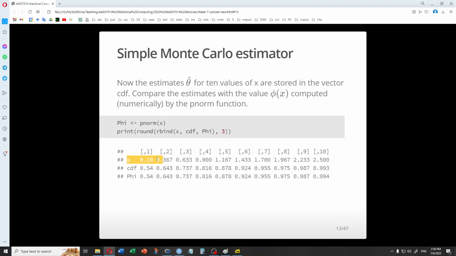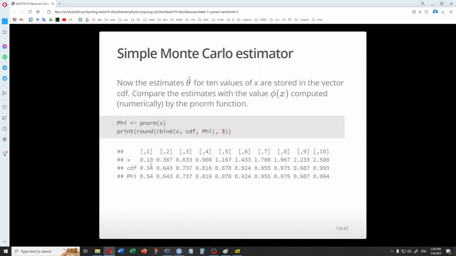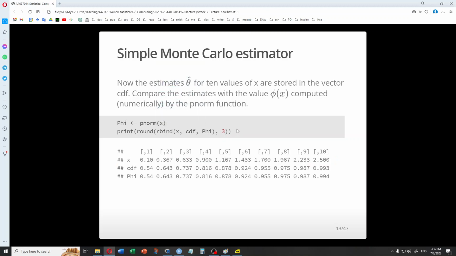So this is for each value of x. We consider from 0.1 and then 0.3-something, up to 2.5. So in total we are considering 10 different values for x, and this is the CDF that we get from the function here. When x is 0.1, the CDF is 0.54, and so on. And of course, when x is 2.5, it is close to 1.